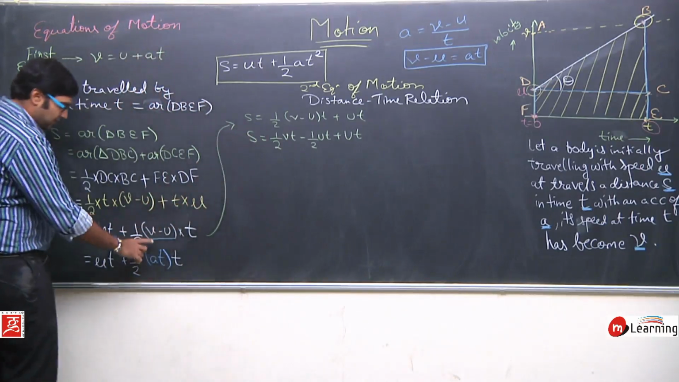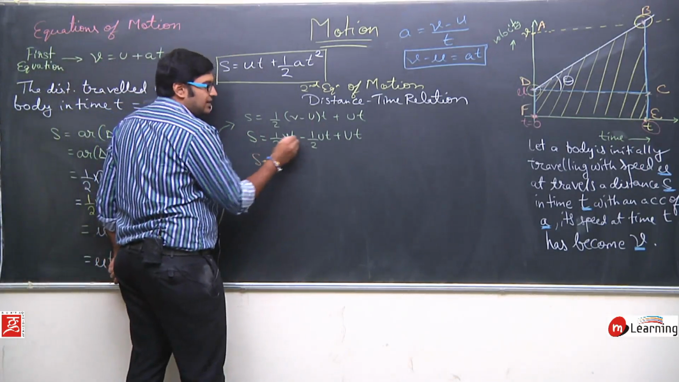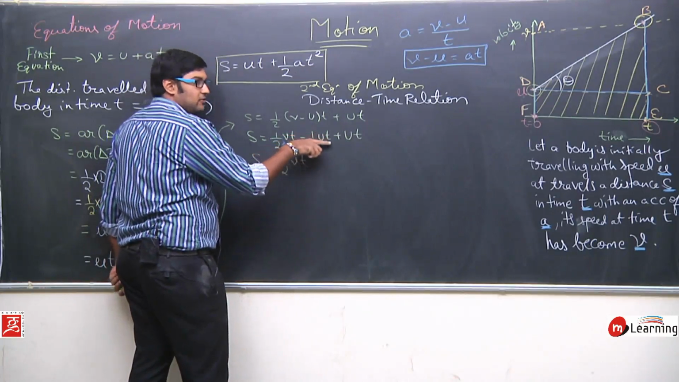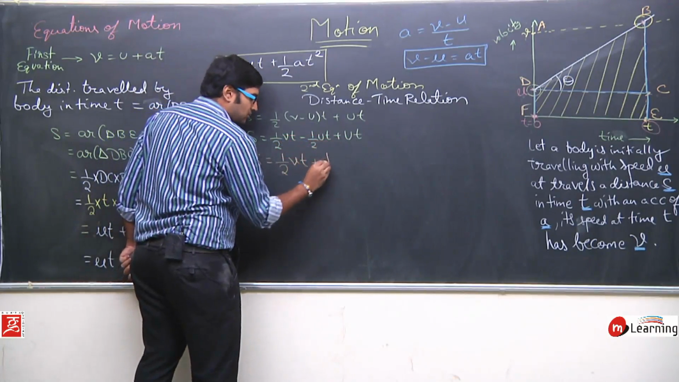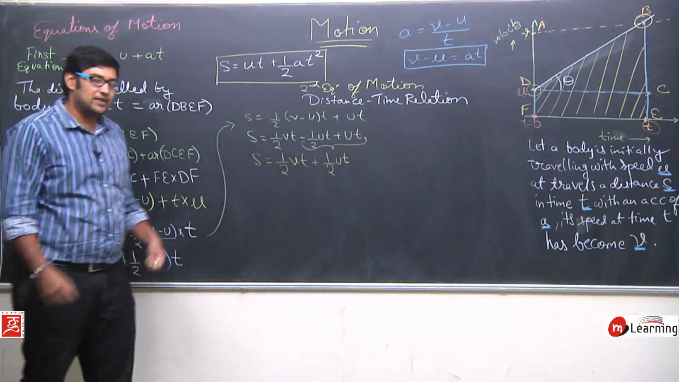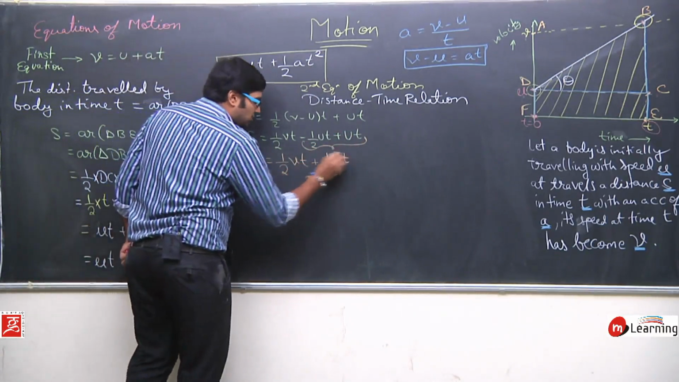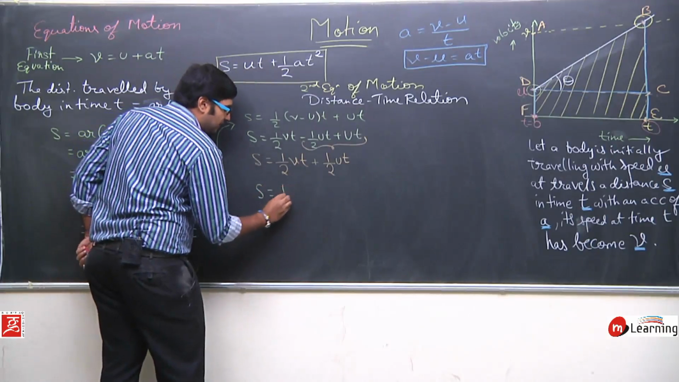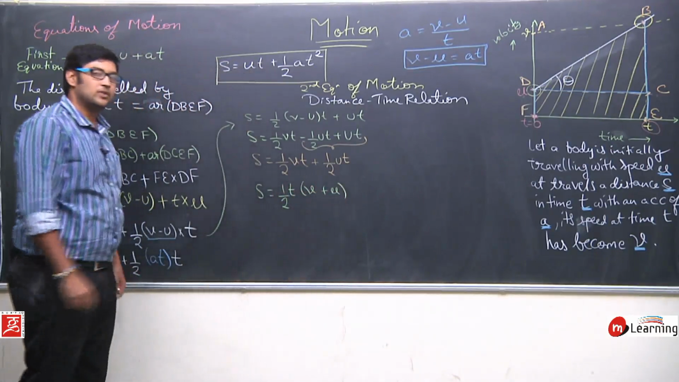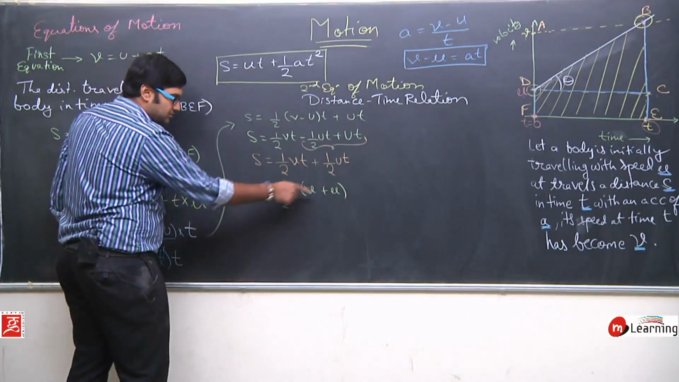Okay. What I did is I simply used this condition. So here I can see, s is equal to half vt will come as it is. This is minus half ut and plus ut. So this will give you plus half ut. Just solve these two terms. Minus half ut plus ut will give you half u into t. Now from this, if I take t as common, I will get half t into v plus u. Okay, s is equal to this.